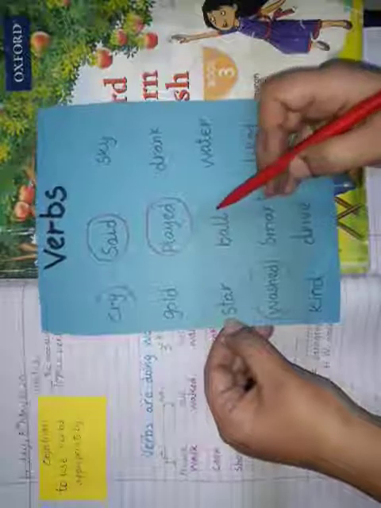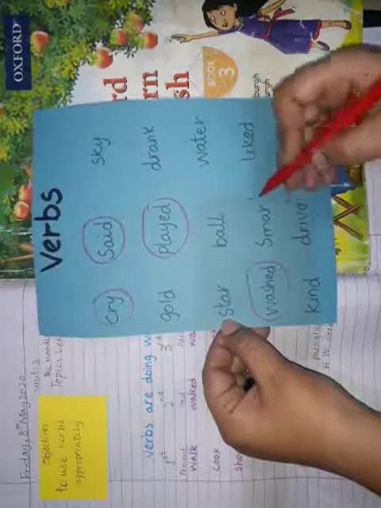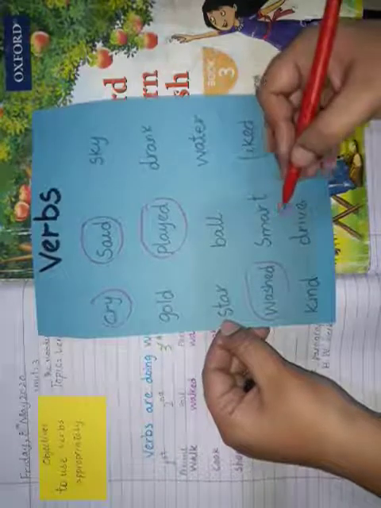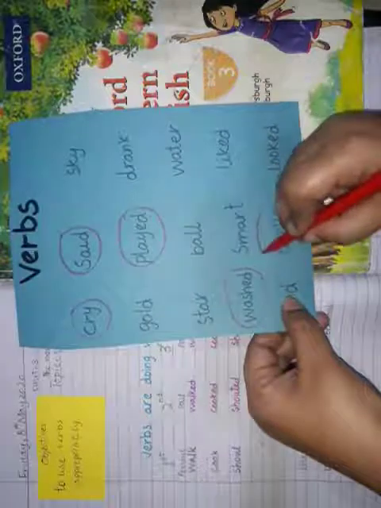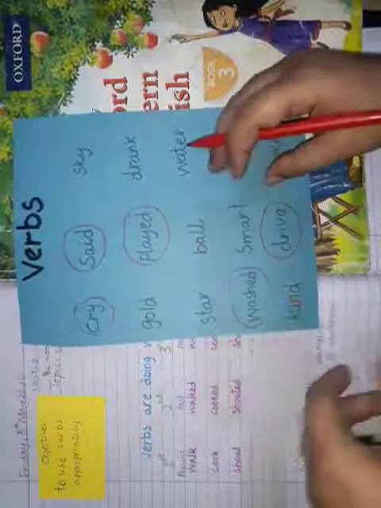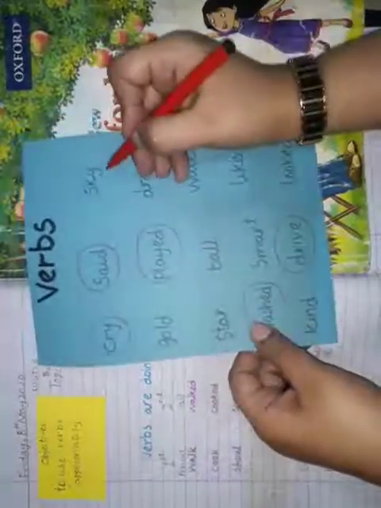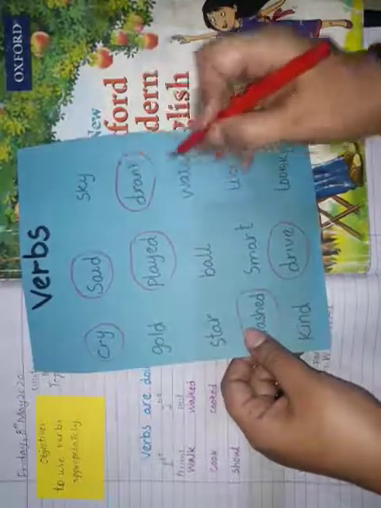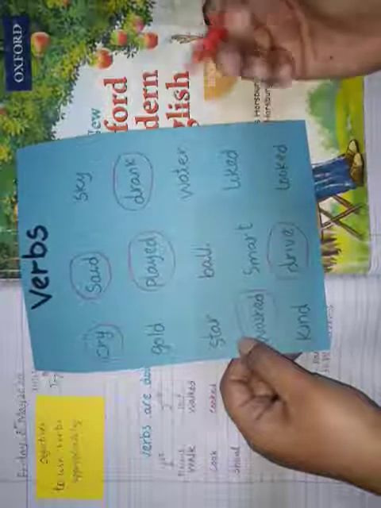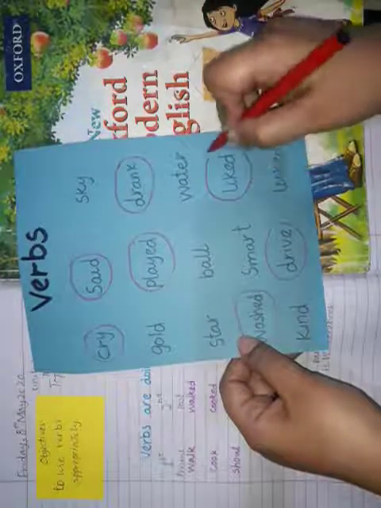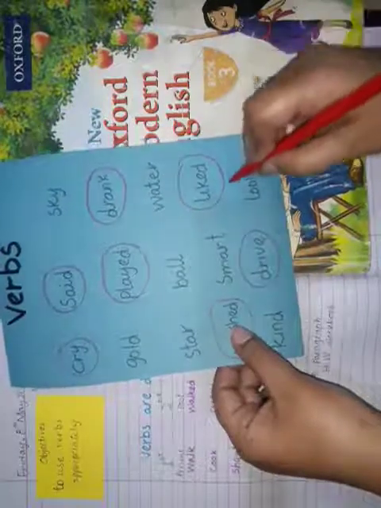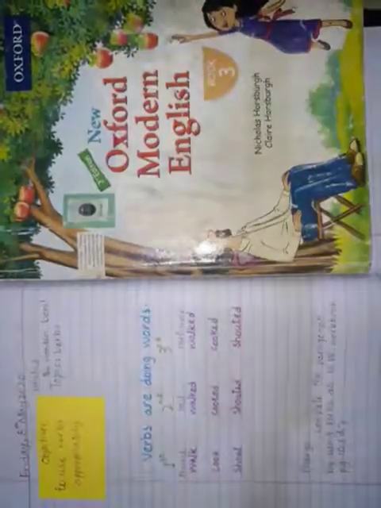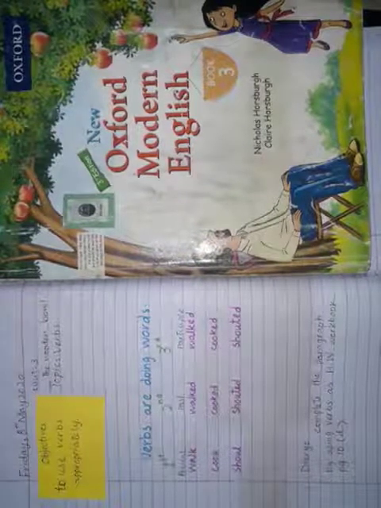Played, ball, no, ball is a noun. Smart, no, that's not a verb. That's an adjective. Drive, that's correct. That is showing some action. This is a doing word. Sky, again, a noun. Drank, that's correct. It's a verb. Let's circle it. Water, again, water is a noun. Liked is a verb. Looked, that's correct. This is also a verb. Wow, that's fantastic. You have circled all of the verbs correctly. Alright, it means that you are ready for the upcoming topic.